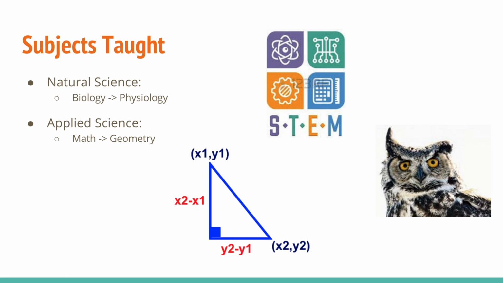This project will teach both a natural science and an applied science to students. Since this project is intended for younger students but can also be used with older students, each subject can be oriented to each age group. The natural science we will be teaching is physiology, while the applied science we will be teaching is math. For the high school students, we will be focusing on geometry, though there is some overlap in algebra.